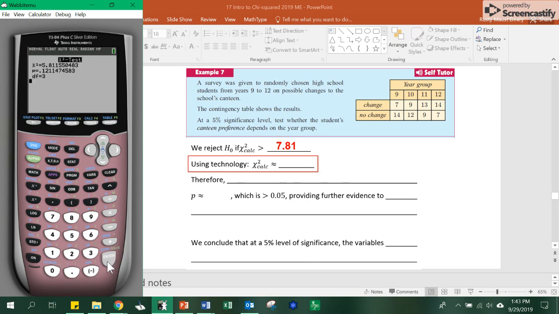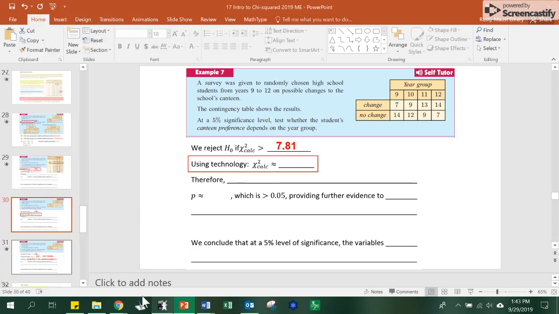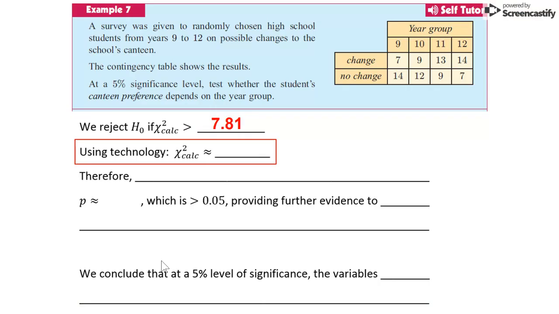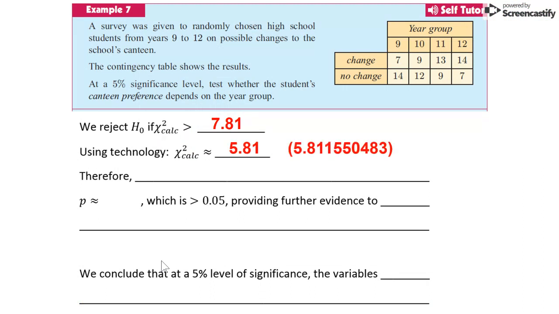And boom, there's our chi-squared calculation. Notice we didn't have to work out that whole table calculation. Notice the other things that this gives you. It gives you chi-squared, it gives you the p-value, and it gives you the degrees of freedom, which we should just be verifying for what we did. So using technology, we have found that our calculation is 5.81 to 3 sig figs.